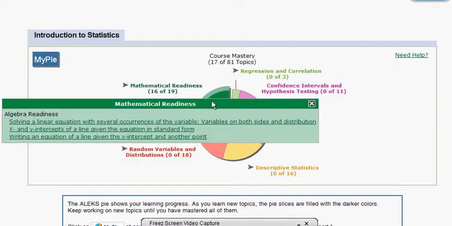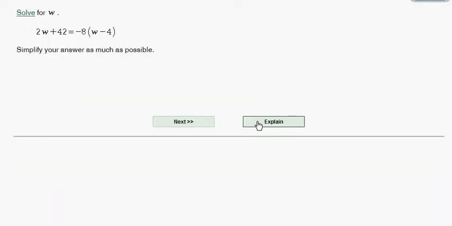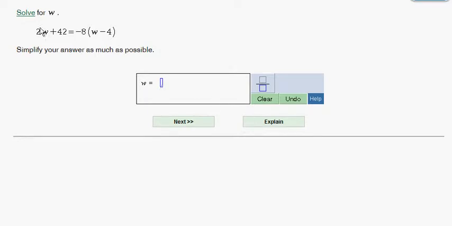And now working along here in the green slice once again, we notice that just as soon as we think we're almost done with a slice, a few more things open up. So let's finish up the solving a linear equation with several occurrences of the variables on both sides and distribution. So look at the type of problem that we have now.